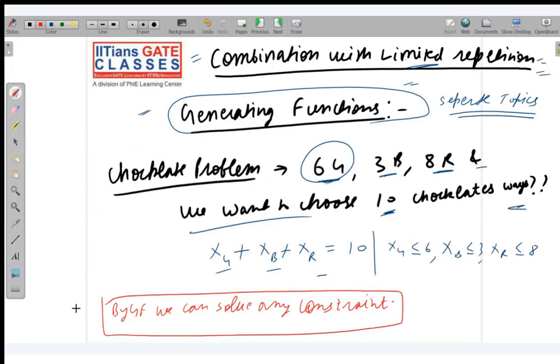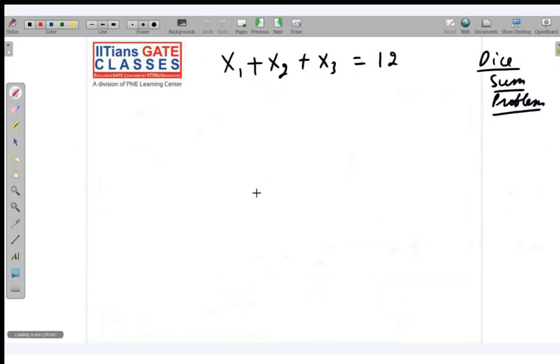Yes, take a snapshot. I will jump to the next slide. So now I can solve this also. X1 plus x2 plus x3 is equal to 12. Dice sum problem. So minimum value will be 1, maximum will be 6. Minimum 1, maximum 6. Minimum 1, maximum 6. So I have applied constraints everywhere now. I have lower constraint also, upper constraint also. So I can solve all these problems with the help of generating functions.